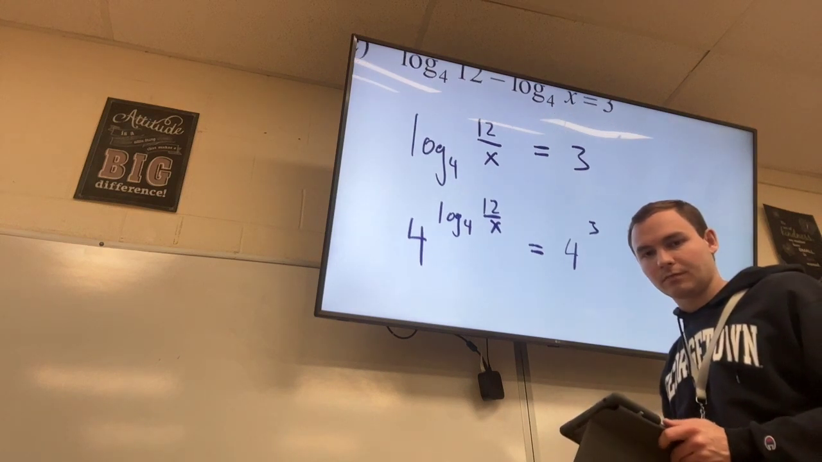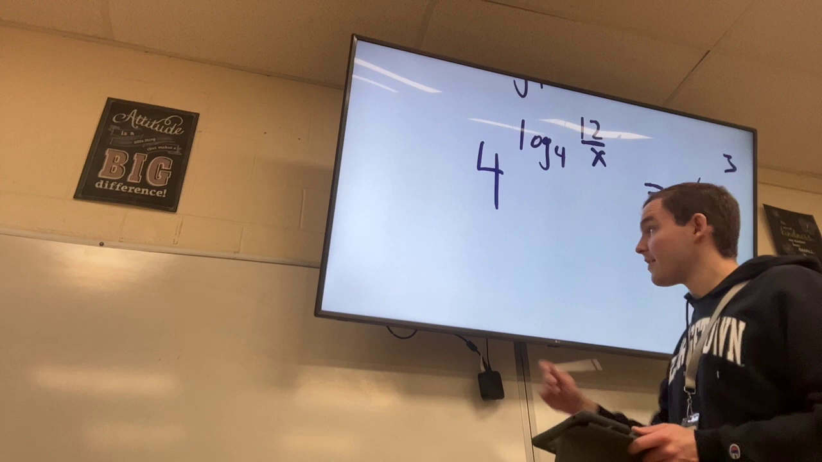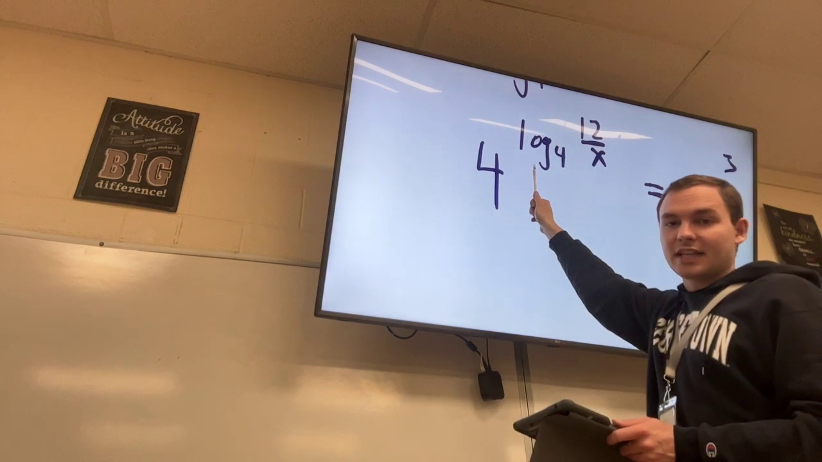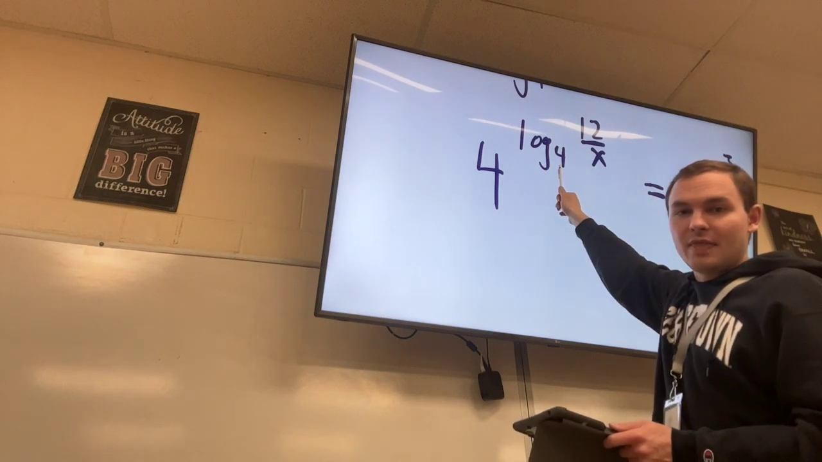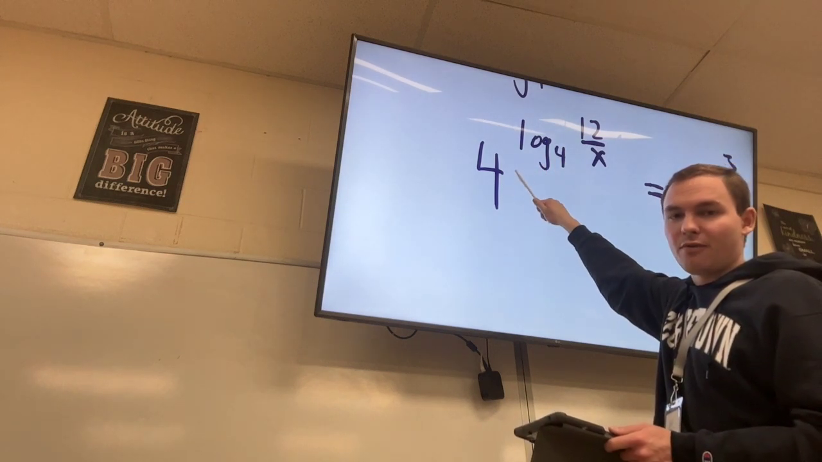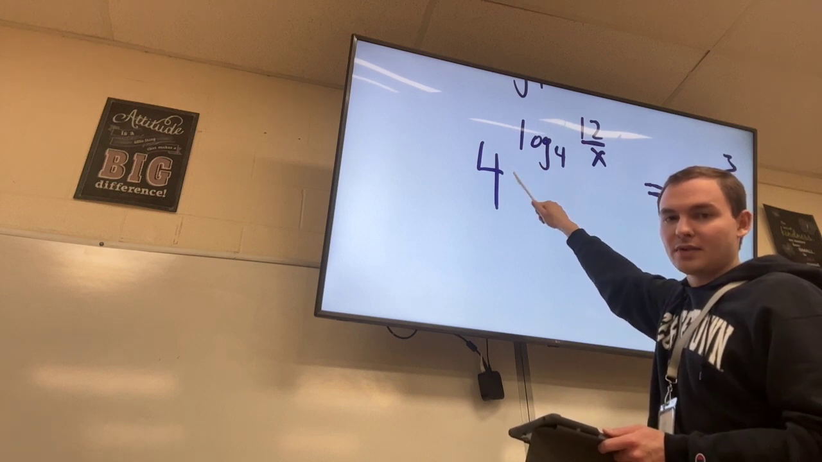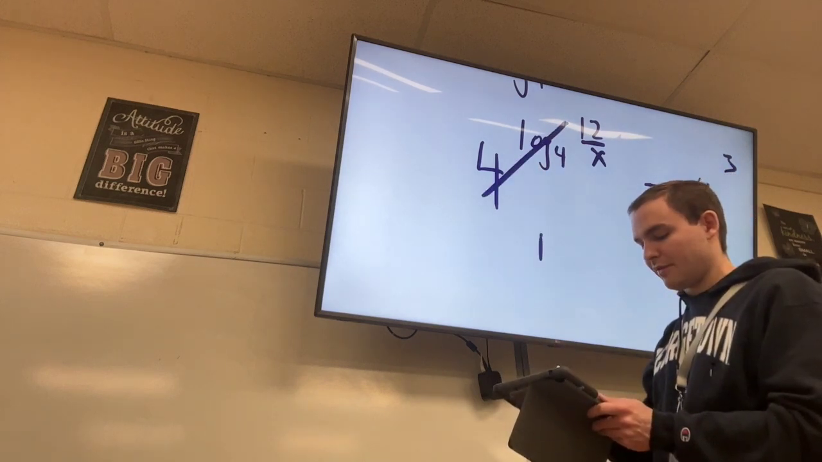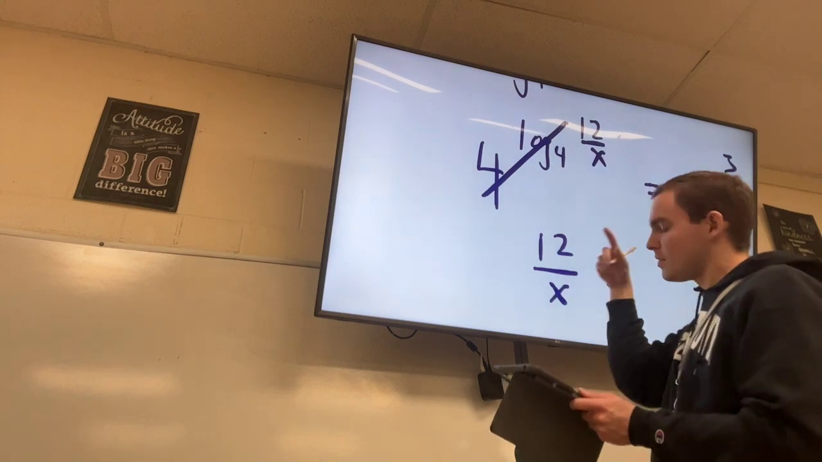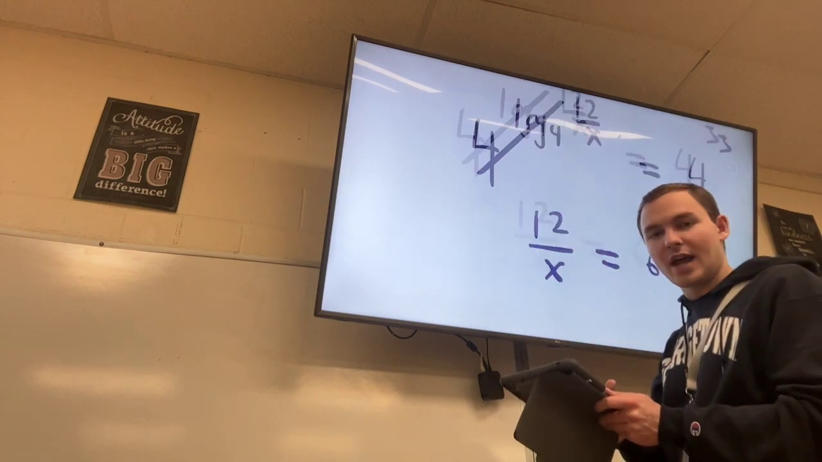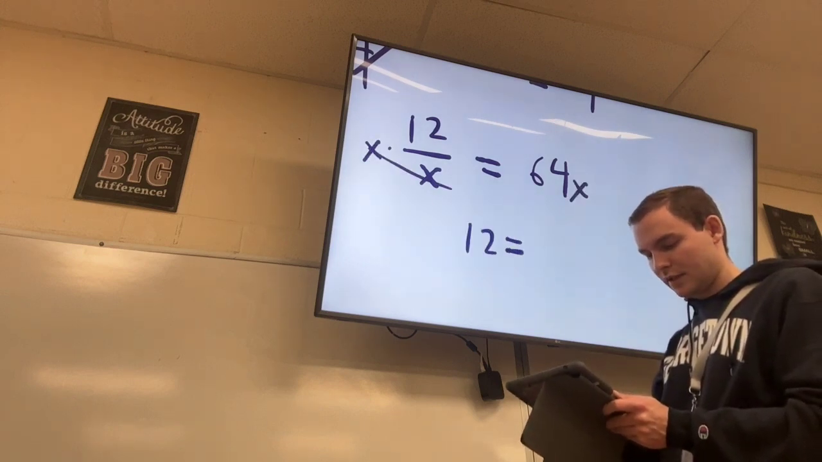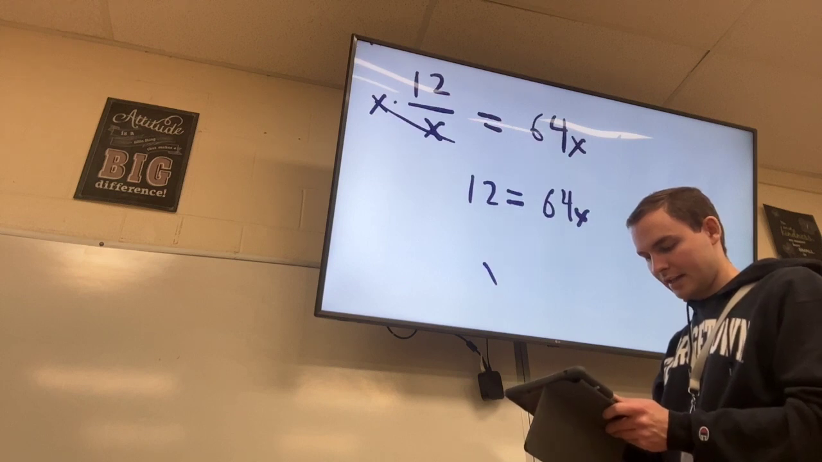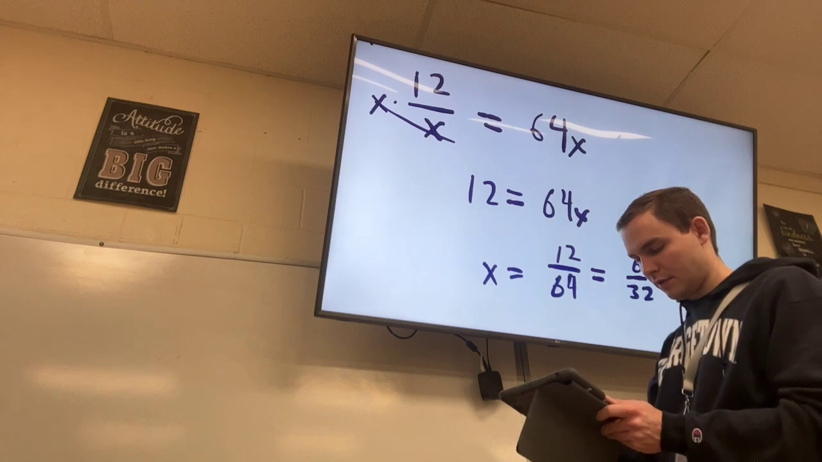Again, guys, whenever you have a number and you raise it to an exponent that has a logarithm in it, and the base is the same as that number, so I have 4 raised to a log base 4, the 4s are the same. Those are going to cancel. I'm left with 12 over x equals, what's 4 cubed? 64. Then multiply both sides by x. 12 equals 64x, or x equals 12 over 64, which is 6 over 32, which is 3 over 16.